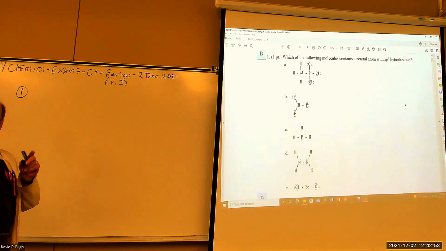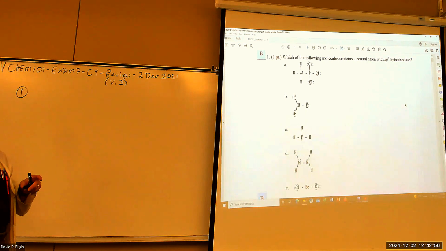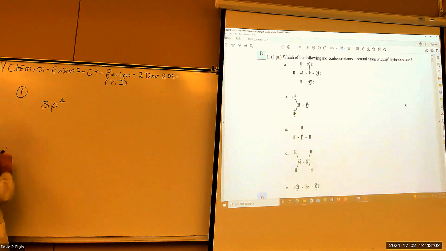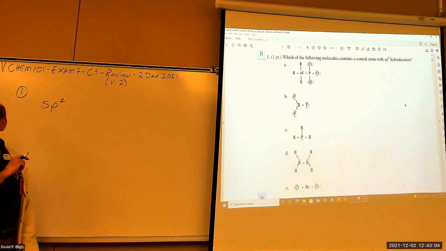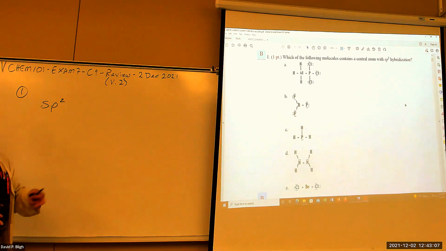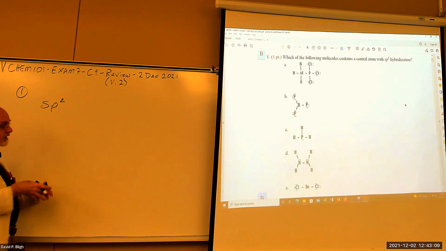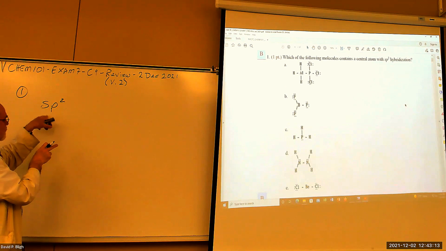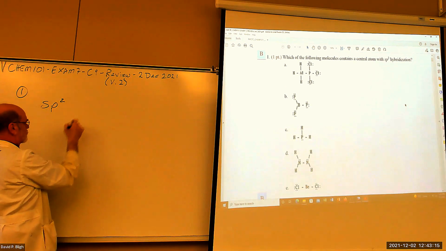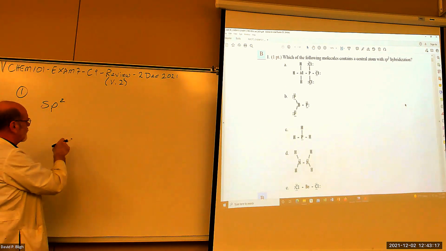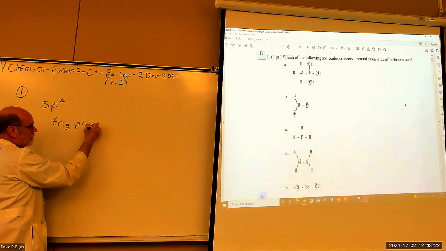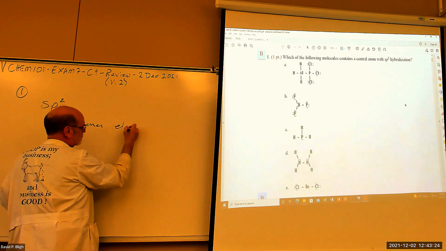So that includes lone pairs. Okay. So what we're looking for is sp2 hybridization. We need three equivalent hybrid orbitals in order to make that type of structure. And that means it's going to be trigonal planar electronic.